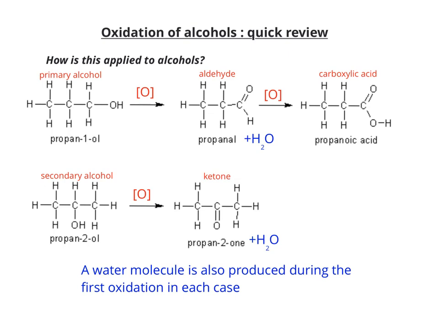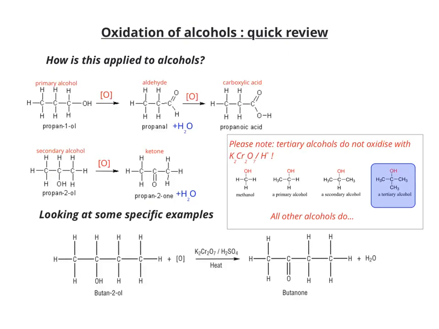So let's now have a look at how this might be drawn in a sort of equation form. This is like a reaction scheme. Let's have a look at an equation. This example would be the oxidation of butan-2-ol to butanone. It's a secondary alcohol, just like propan-2-ol is, and it would make a ketone, in this case butanone.